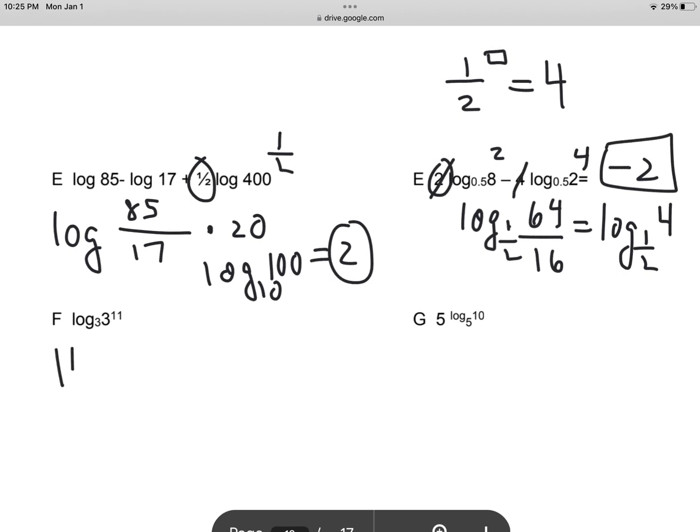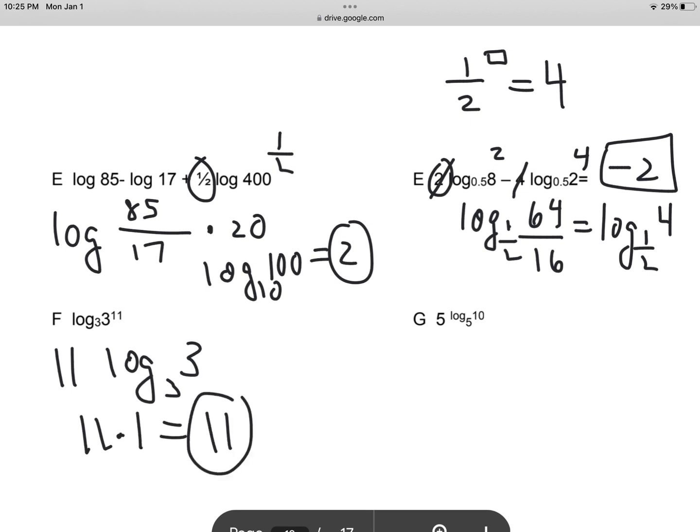The next one, I can drop that 11 down in front. The log of 3 base 3 is just 1, so 11 times 1 is 11. Now I want you to notice what's going on here: I have a log and I have an exponential, and those undo each other. That 3 and that 3 undo each other, and I'm just left with the 11. So actually the same thing's happening in the next one. That 5, that exponential, and the log, they undo each other, and I'm just left with 10.